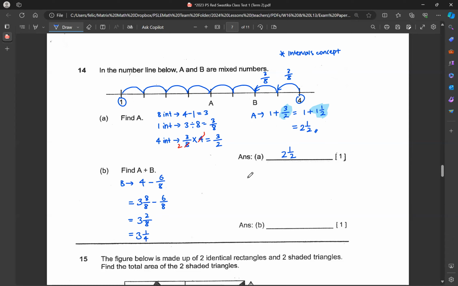Once we have this, you can finally add A and B. So A plus B, just add them together. So 2.5 plus 3 and 1/4. This one times 2 times 2, this one no change. And you get 5 wholes and 3 over 4. All right, so number line questions usually rely on the intervals concept to solve.